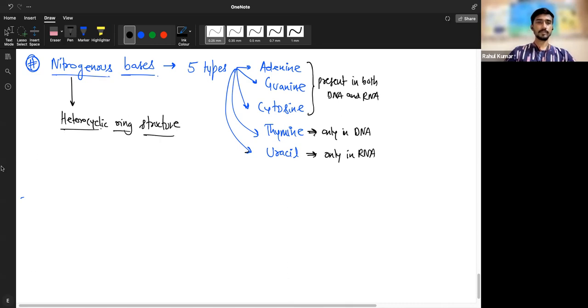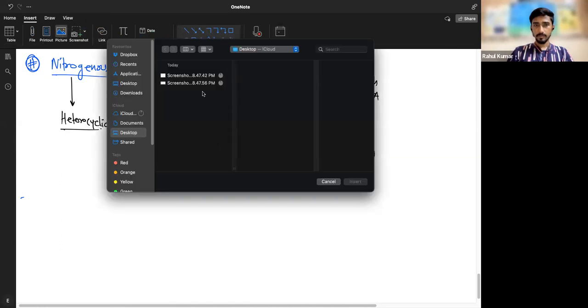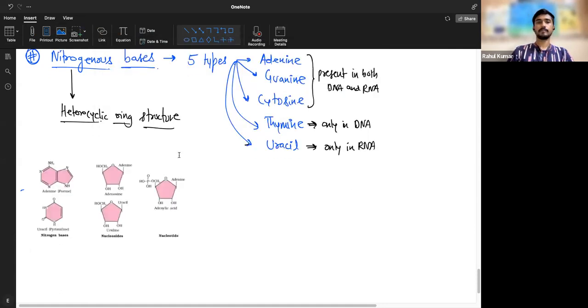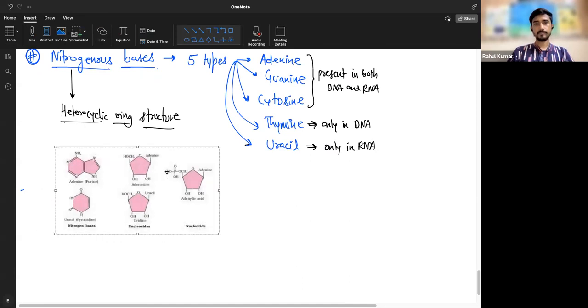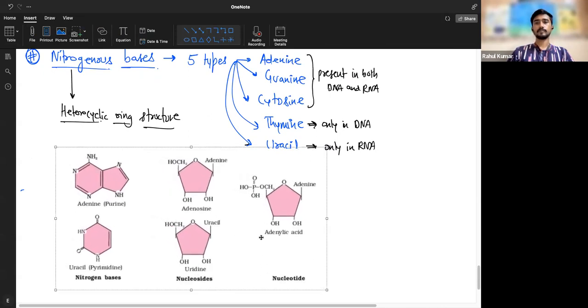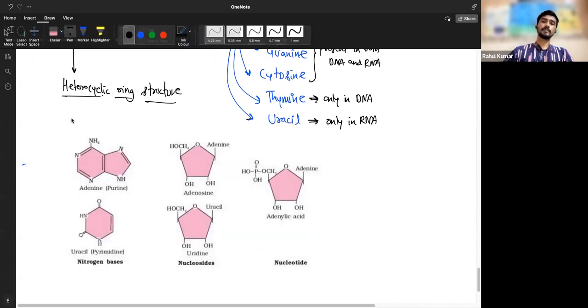And let me show you what the ring structure is like. You have NCERT, both of you? You can go to NCERT and see that there will be some structures given. Let me insert this diagram. Yes. Can you see this diagram? Is it clear? The diagram is clear to you? See, this is adenine. Okay.